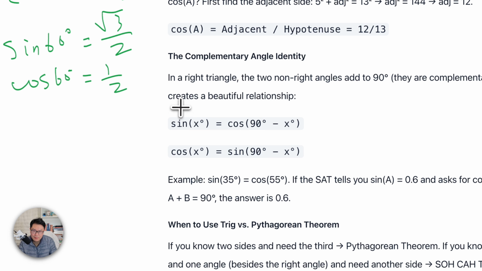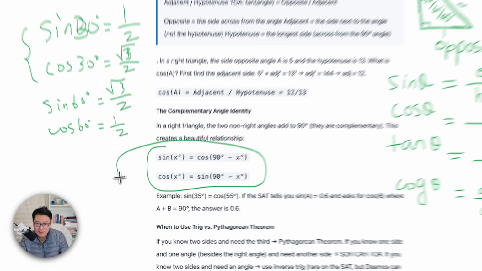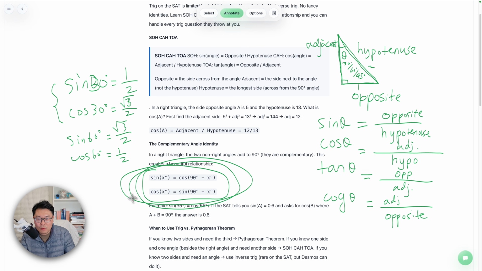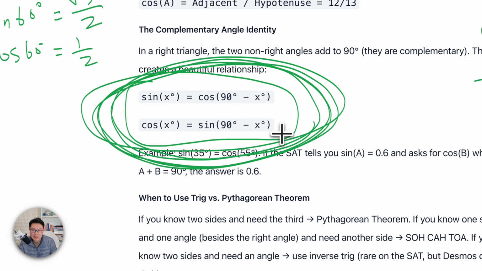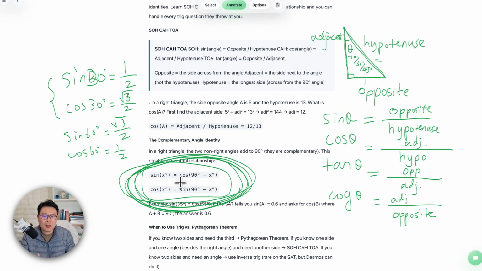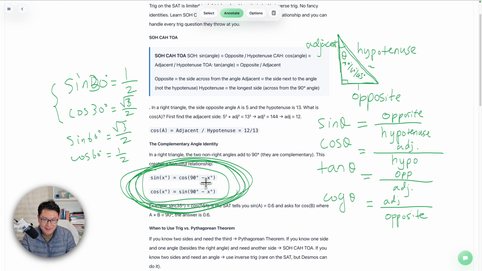You have a very important formula. Guys, look at this one. It's going to be tested over and over and over again in the SAT. Sine x is equal to cosine of 90 degrees minus x. So just keep that in your mind. For example, cosine 30 degrees is equal to sine 60 degrees. You're going to use this formula to solve a lot of the SAT problems.